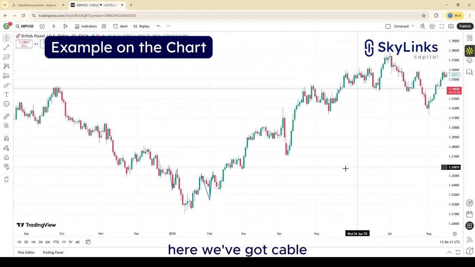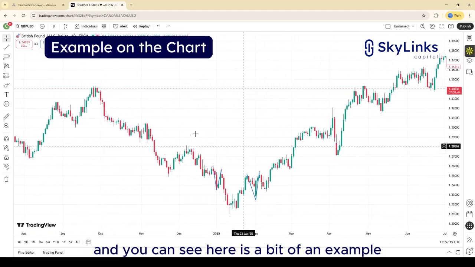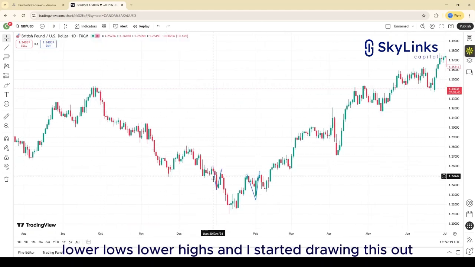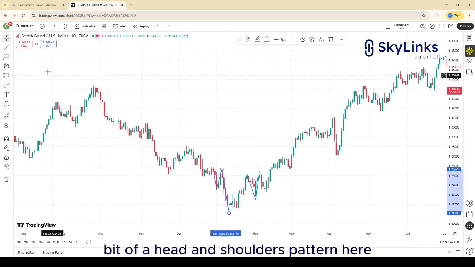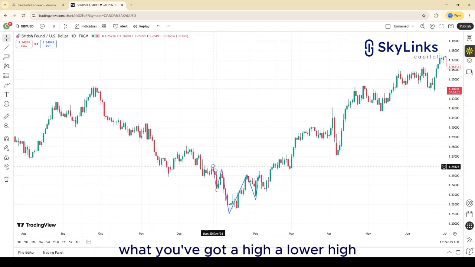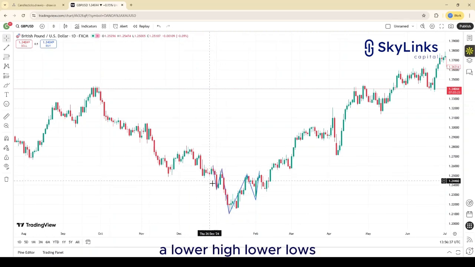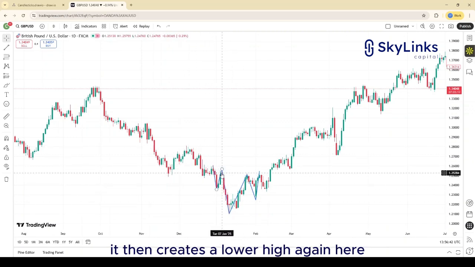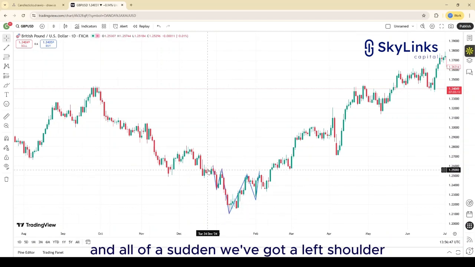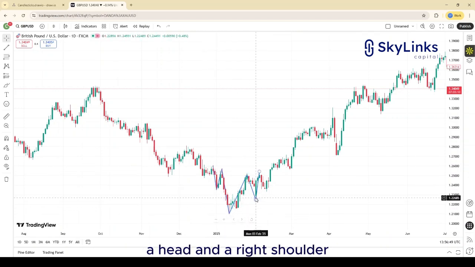Here we've got cable, and you can see here is a bit of an example. We've got market moving lower, lower lows, lower highs, and I've started drawing this out, but you can start to see a bit of a head and shoulders pattern here. What you've got, a high, a lower high, a lower high, lower lows. So you can see it's trending lower. It then creates a lower high again here, but fails to break the low. And all of a sudden, we've got a left shoulder, a head, and a right shoulder.